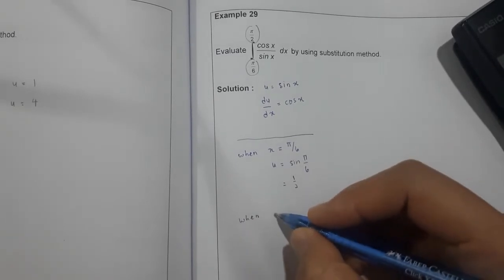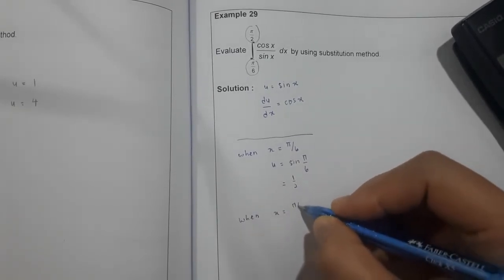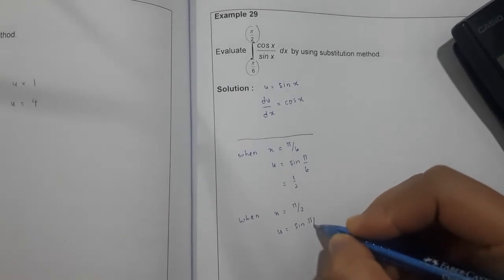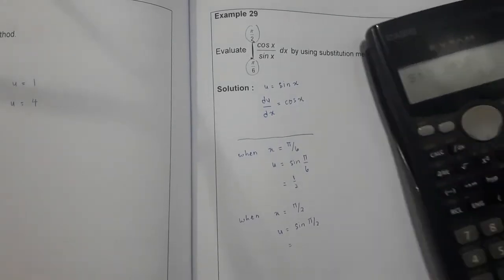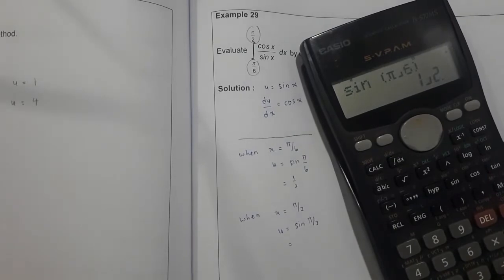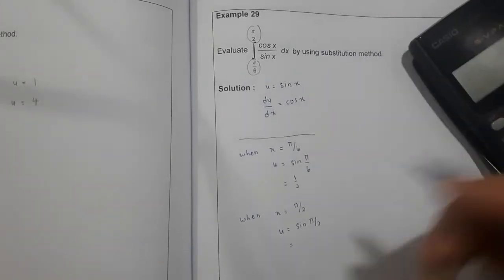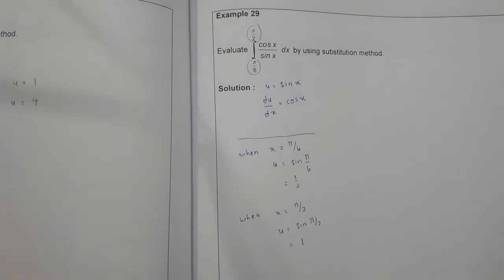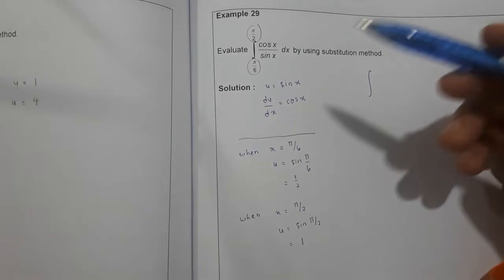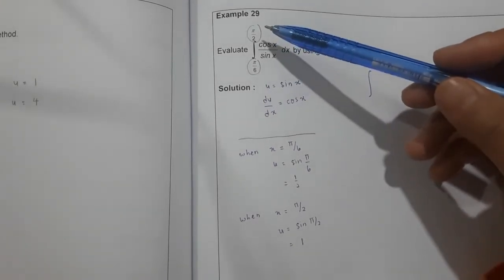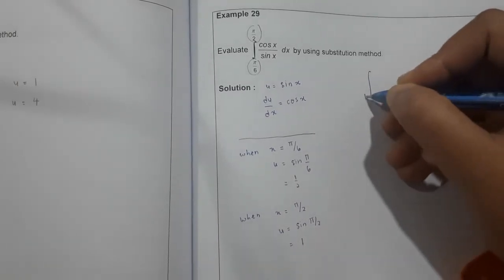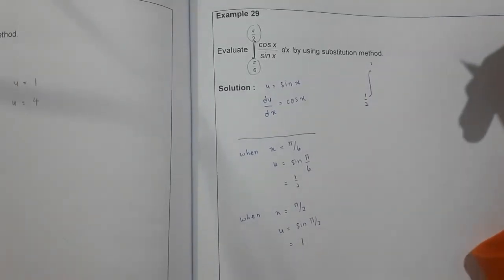Next, when x equal pi over 2, u equal sine pi over 2. So again, use your calculator, make sure it's in radian mode, and then calculate the value for sine pi over 2, which equal to 1. So now let's do the substitution. Originally, the limits are from pi over 6 until pi over 2. Now, the limits are from 1 over 2 until 1.